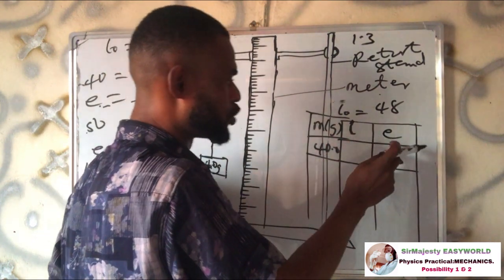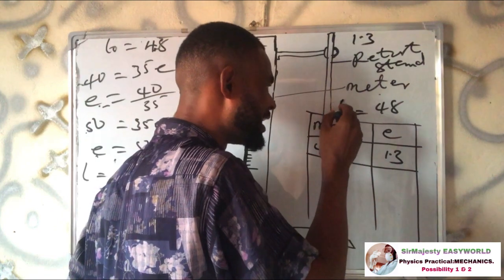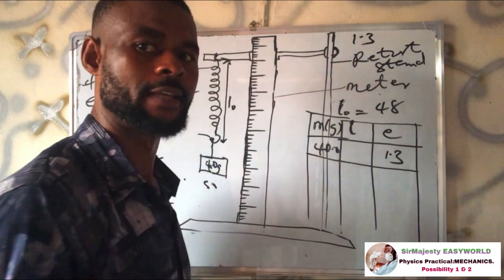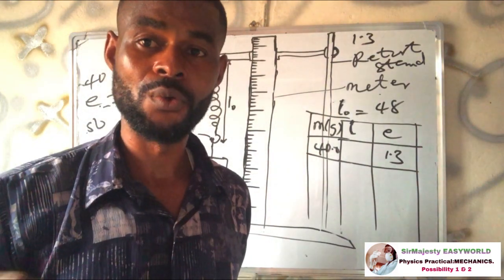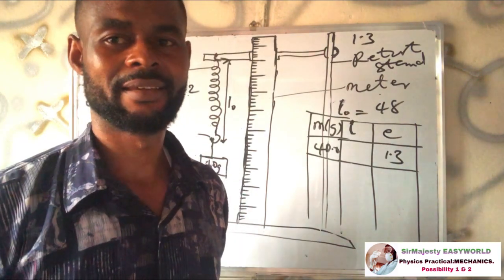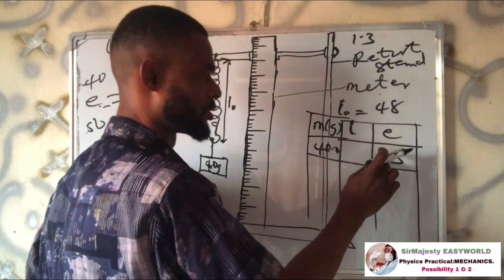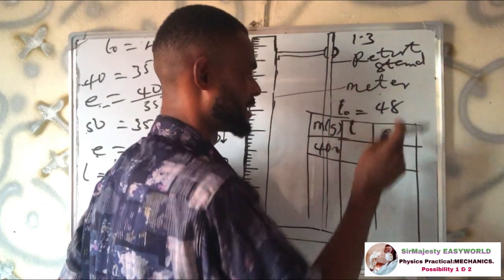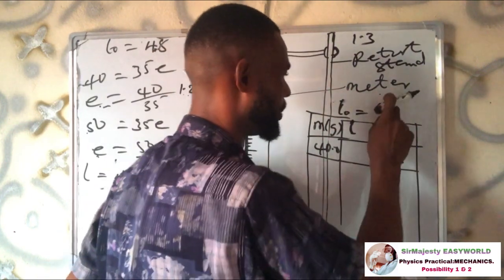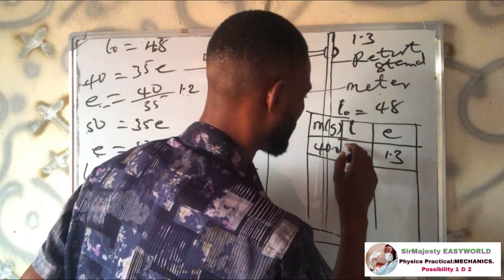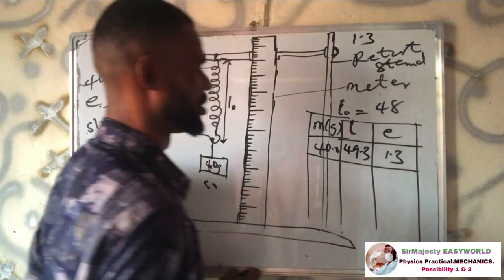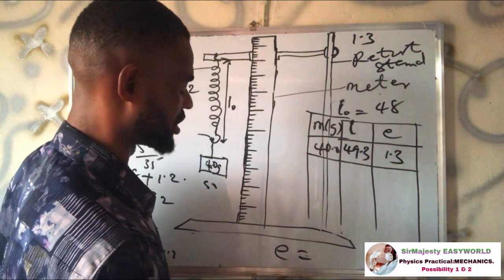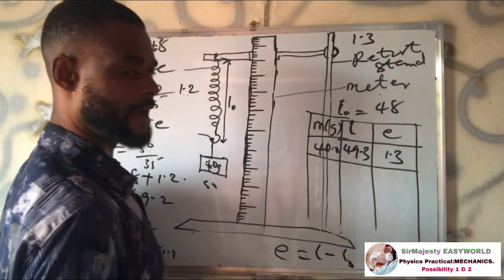I will come here and say, this 1.3, I add it to this 48 that is the original length, because extension plus original length will give me the new length. So once I have made a calculation and get extension as 1.3, I now add this 1.3 to my original length and get the new length. 1.3 plus 48 will give me 49.3. Do you see it now? And remember they said that they should evaluate E as what? As L minus I0, L0.